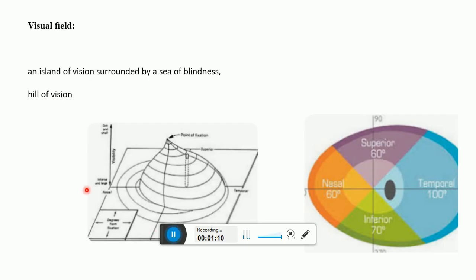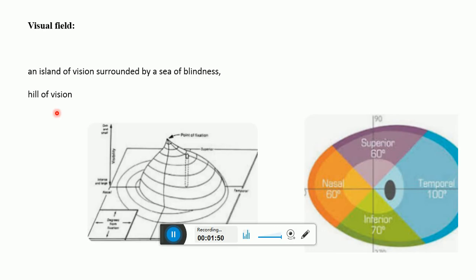The visual field is also known as the hill of vision. The visual field is the extent of an area visible to an individual during steady fixation of the eye in any one gaze or direction. Harry Traquair defined it as an island of vision surrounded by a sea of blindness. This is the island of vision and this is the surrounding blindness which we cannot see, and we can see only this part of the environment, also known as the hill of vision.